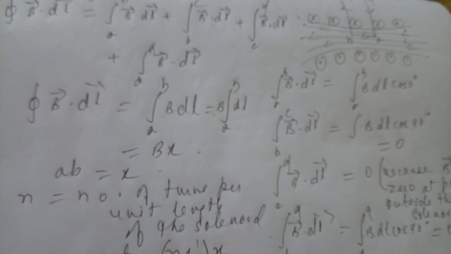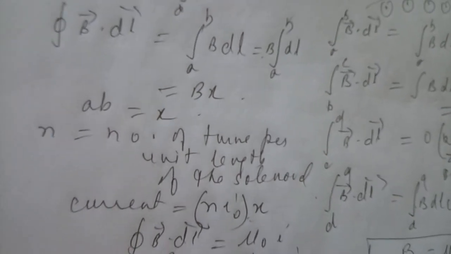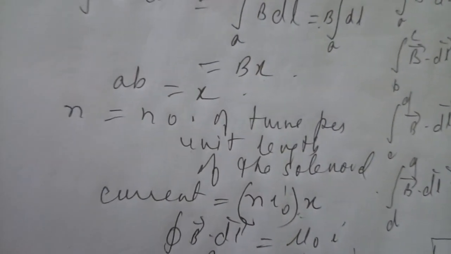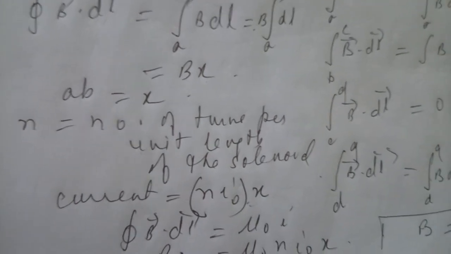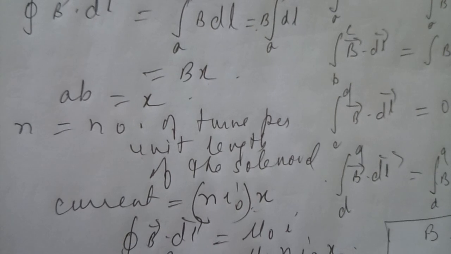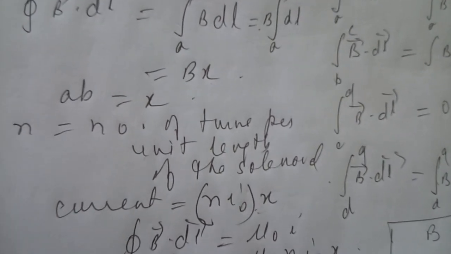Now suppose we talk of a toroid. What is a toroid? When we take this solenoid and wrap it in the form of a circle, it becomes a toroid. In this case, where we took the total length as x, it will be 2 pi r. Instead of x, we write 2 pi r. So B into 2 pi r equals mu naught I, and substituting again the same way, we get B equals mu naught n I naught. That will be for the toroid.